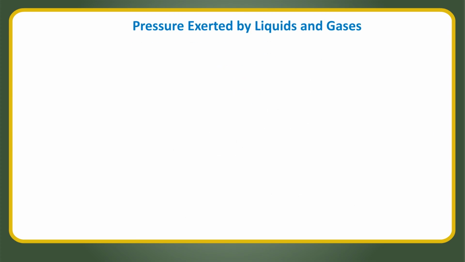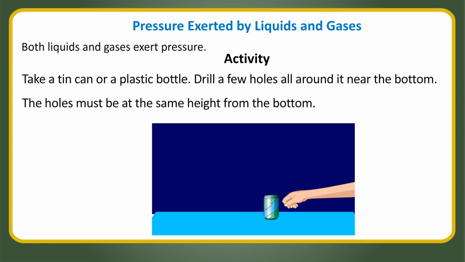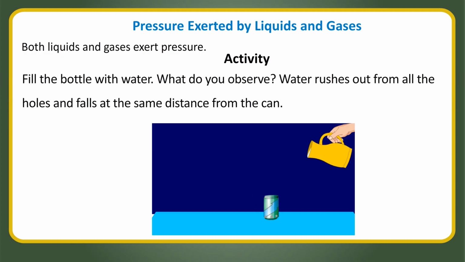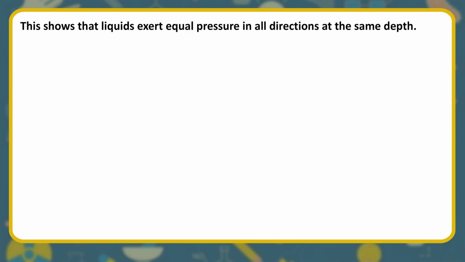Pressure exerted by liquids and gases. Both liquids and gases exert pressure. Activity. Take a tin can or a plastic bottle. Drill a few holes all around it near the bottom. The holes must be at the same height from the bottom. Fill the bottle with water. What do you observe? Water rushes out from all the holes and falls at the same distance from the can. This shows that liquids exert equal pressure in all directions at the same depth.